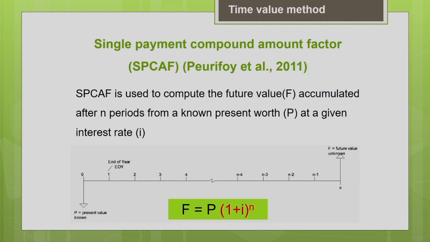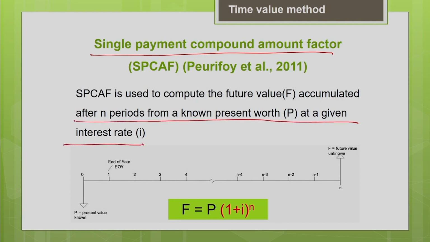Now let us move on to the first important compounding factor which we need to learn, that is the single payment compound amount factor. This factor is used to compute the future value accumulated after n periods from a known present worth at a given interest rate i. That means if you know the present value of an asset, you can find its future value. The future value is unknown.